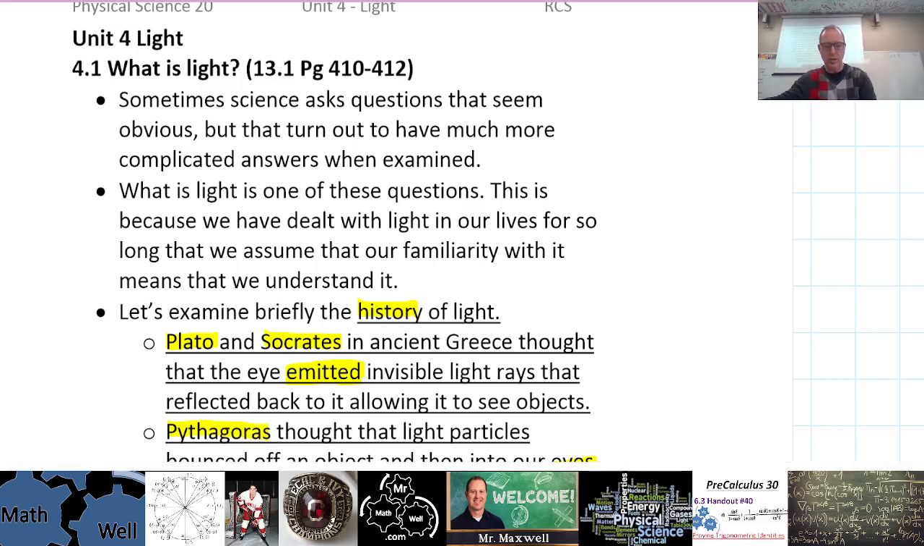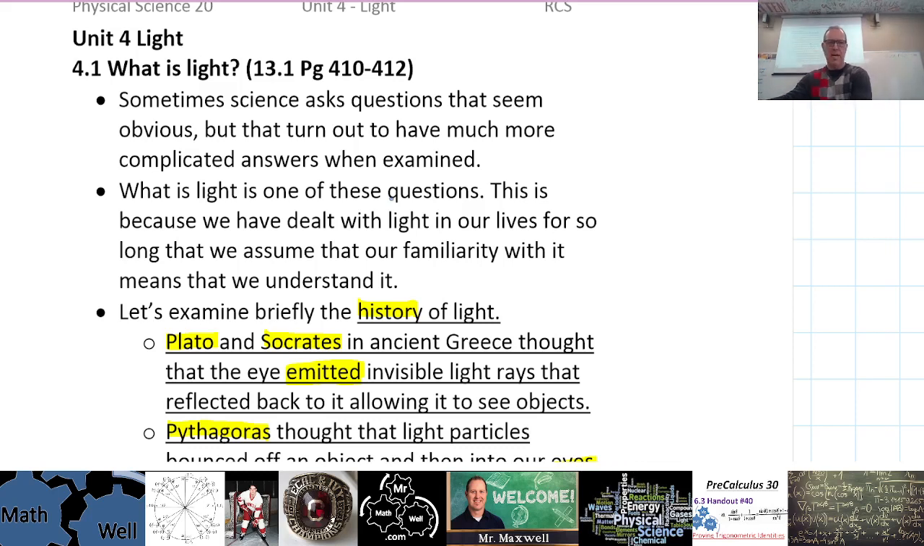This is because we have dealt with light in our lives for so long that we assume that our familiarity with it means that we understand it. So there's a lot of things we take for granted, right? Most of us here have good vision. We can interpret colors and see motion and things like that. Sometimes, we may have glasses to help us see, and we'll talk a lot about glasses and defects of the eye. That's part of this unit as well. But we don't really think about light and the nature of light all that often.